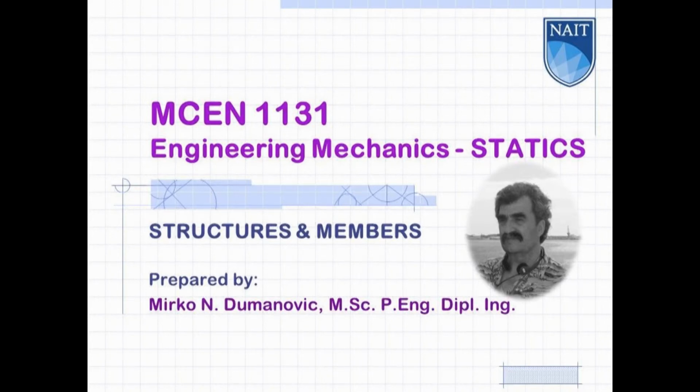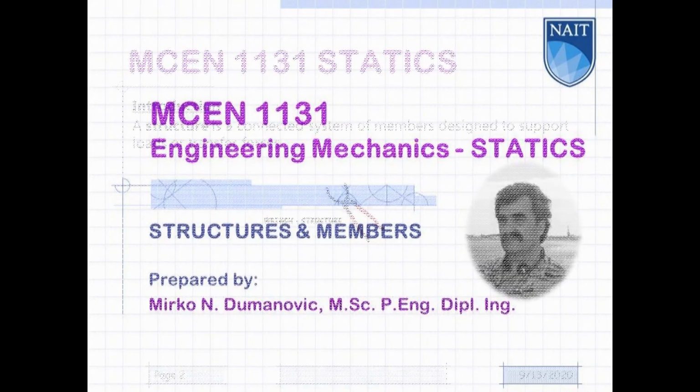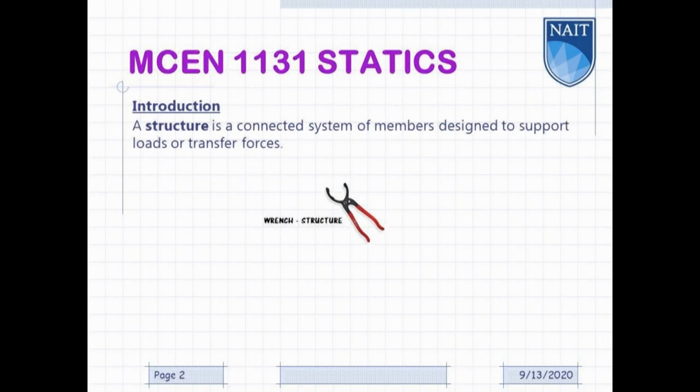MCEN 1131 Engineering Mechanics, Statics, Structures and Members. A structure is a connected system of members designed to support loads or transfer forces. A wrench is an example of a structure.